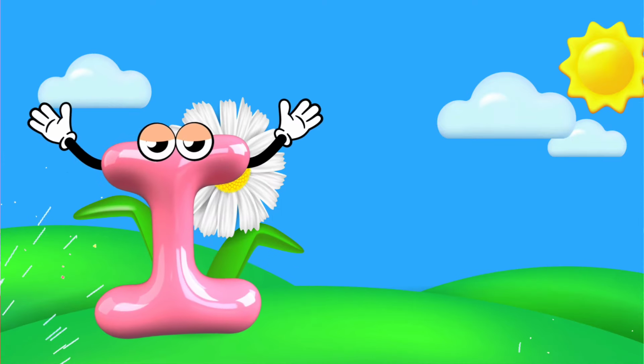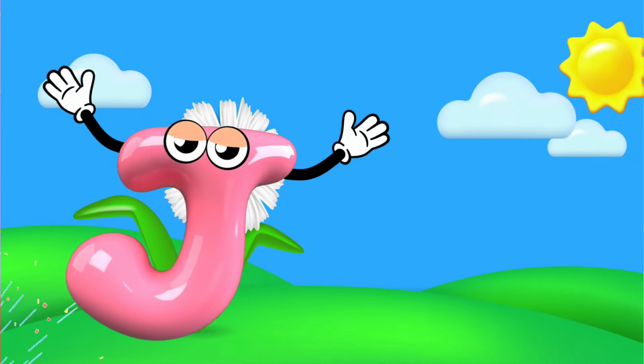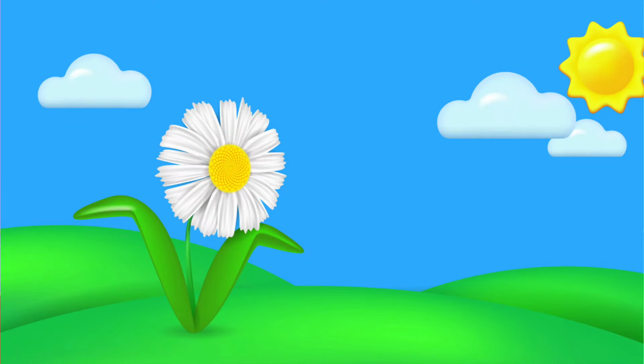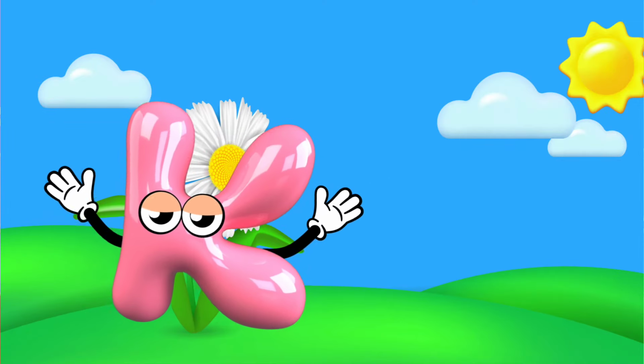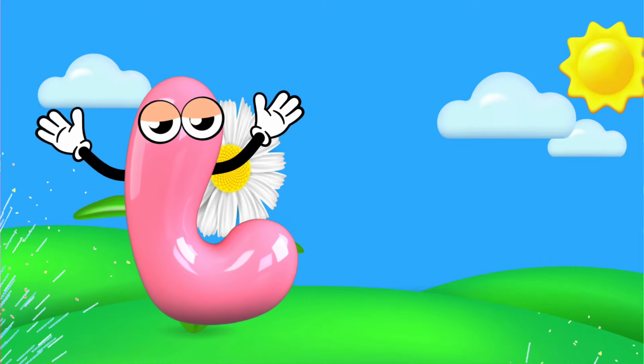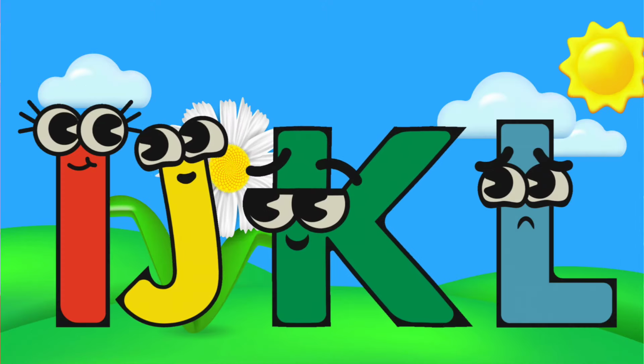I is for igloo, igloo. J is for juice, juice. K is for kitten, kitten. L is for lamb, lamb.